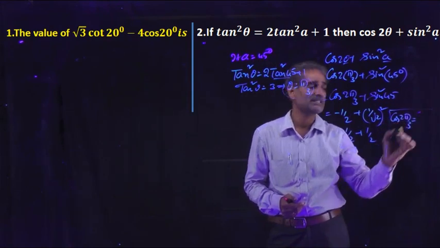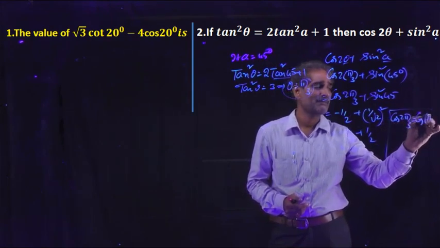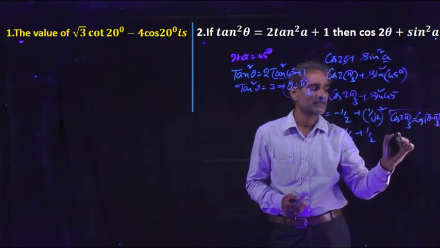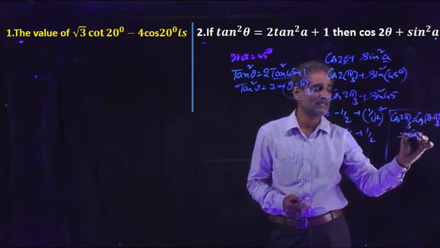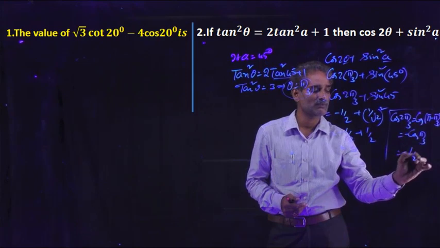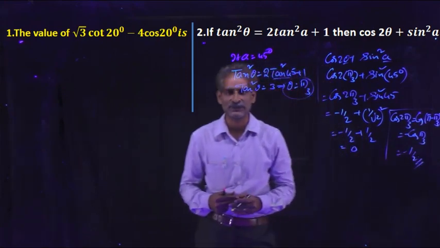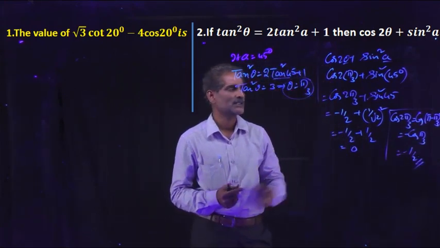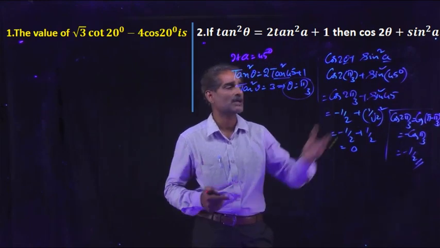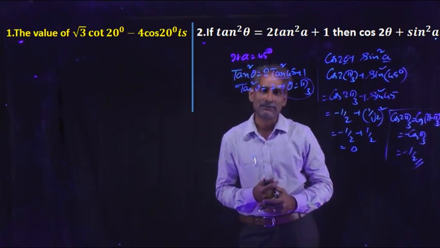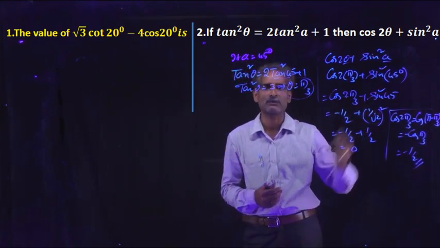Cos 2 pi by 3 is equal to cos of pi minus pi by 3, that is equal to minus cos pi by 3, that is equal to minus 1 by 2. This is how to find the cos 2 pi by 3 value. All of you know very well. Cos 2 pi by 3 equal to minus 1 by 2, cos pi by 4 is equal to 1 by root 2. The whole square is there, so minus 1 by 2 plus 1 by 2.